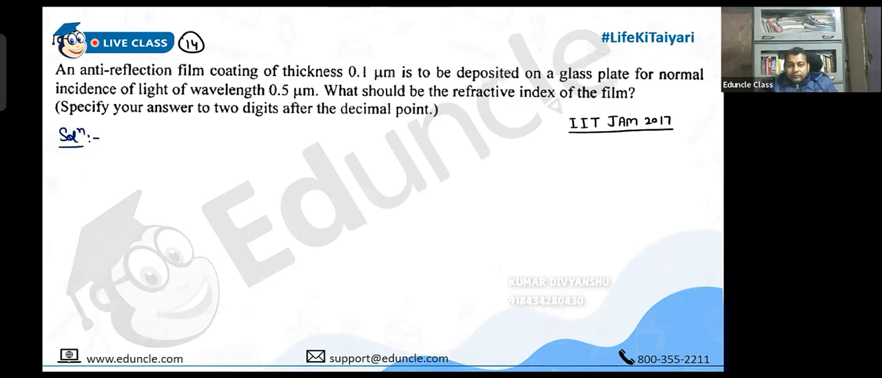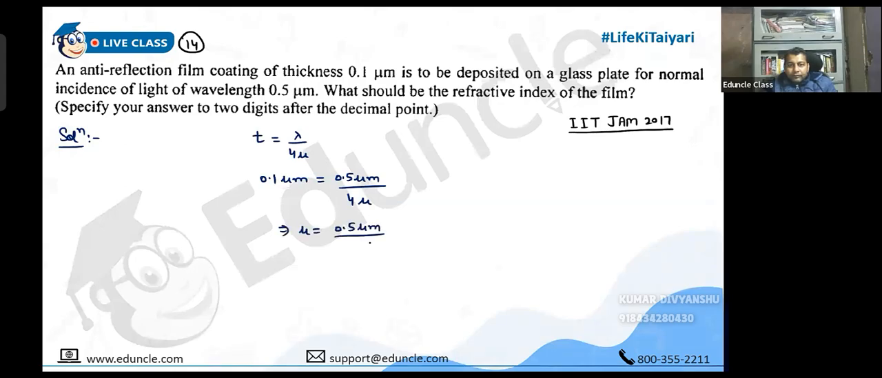This one. What is the formula for thickness? Done?